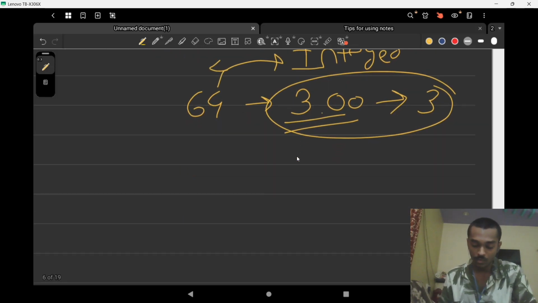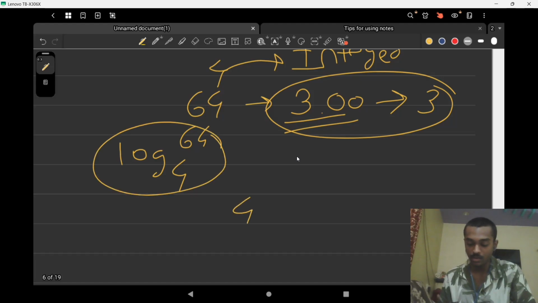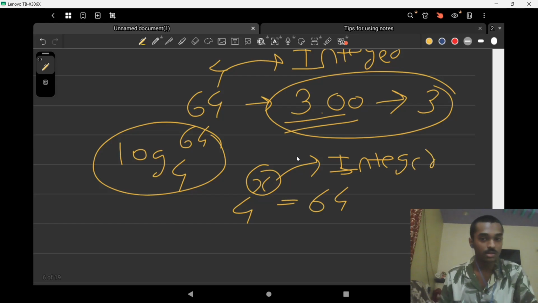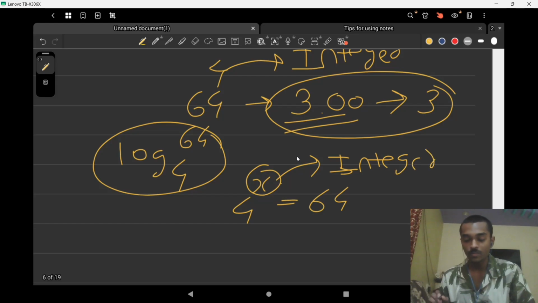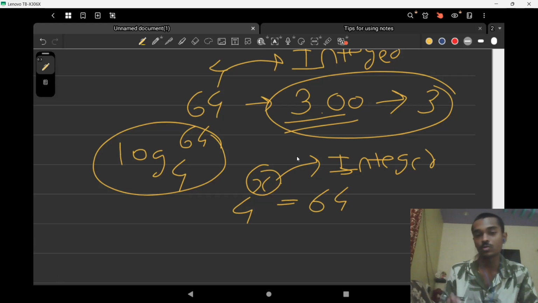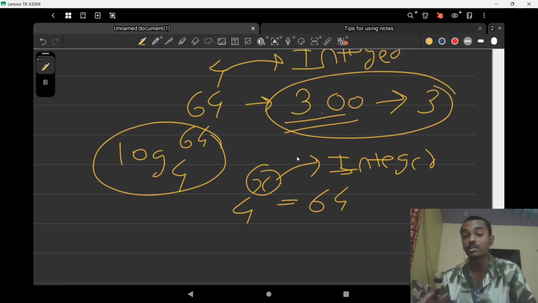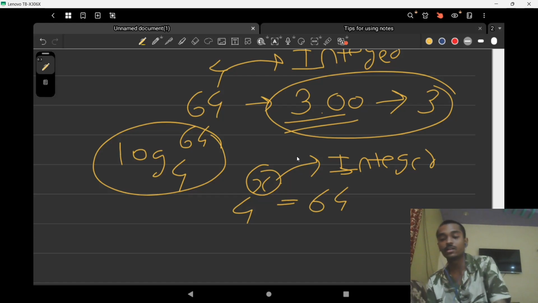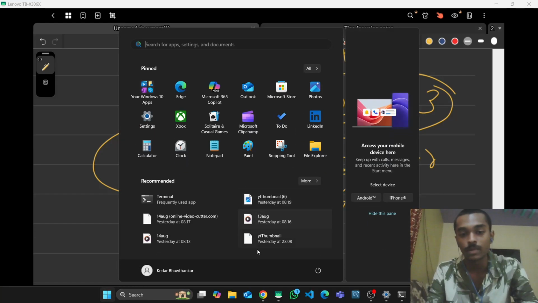Okay, so if you understand what this function does, you can understand anything. This function returns this value, and this value has to become an integer. If this value is an integer, we just have to return true, otherwise we return false. Okay, this is how log internally works. So let's see the code.